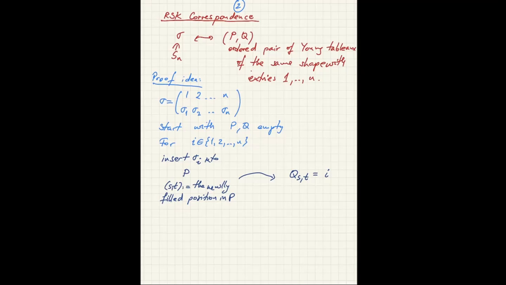Then we insert elements in these tableaus according to the following rules as i goes from 1 to n in this order. We look at the first entry on the second line, the sigma 1, and we insert that into the tableau P, and we keep track of the position of the newly filled position in P, and in that position we insert in Q the element i corresponding to that sigma. So it's best perhaps to do this on an example to see how it works. So let's say the permutation sigma is a permutation in S5.